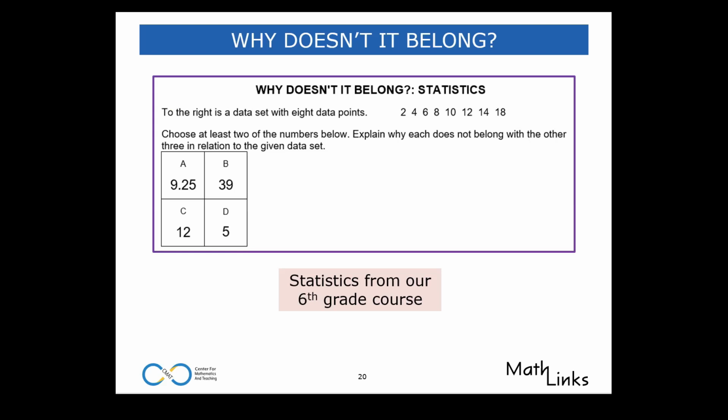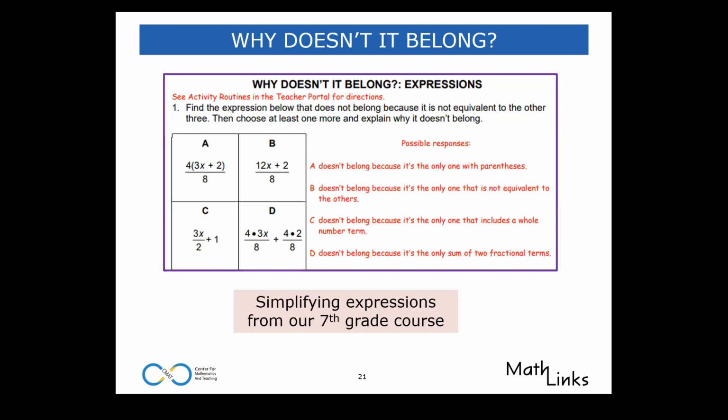Students might notice that 12 is the only value that's actually a data point in the set, or that 5 appears to be the first quartile data point, or that 39 appears to be an outlier. Here's a grade 7 version with answers for practicing expressions. The goal is to get students thinking and talking so that ideas are shared and understanding is deepened. No template is needed really for these, since it's usually just 4 numbers or expressions placed in a 2x2 square.